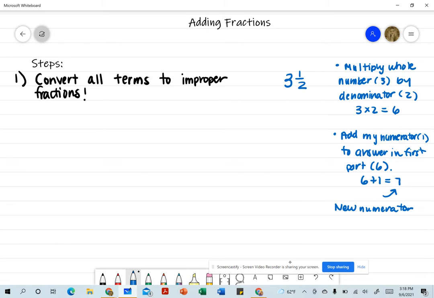So 3 1/2 is the same thing as 7 over, and I keep my original denominator. So it's a new numerator over the OG denominator. Well, what was my OG denominator in this case? 2. So 3 1/2 is the same thing or equivalent to 7/2. So that's how we convert all terms to improper fractions.